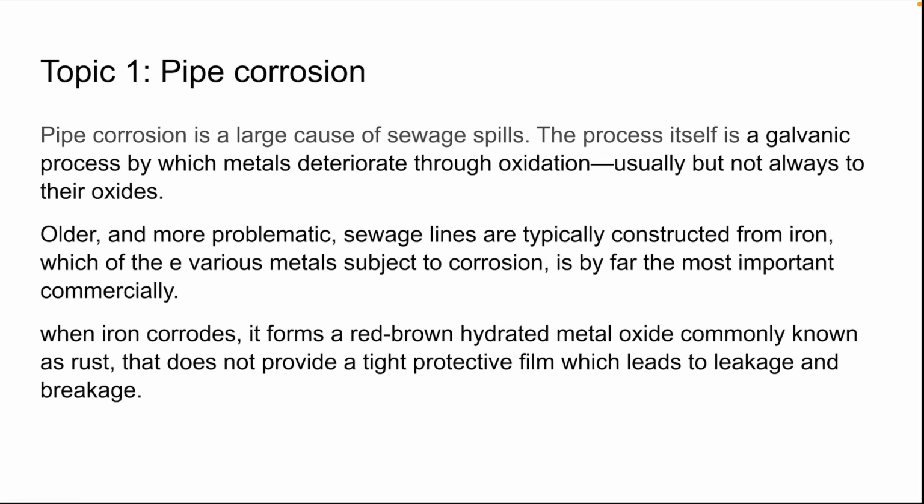Older and much more problematic sewage lines are typically constructed from iron, which, of all the various metals subject to corrosion, is by far the most commercially important and relevant for sewage lines. I think there's something like $100 billion in pipe corrosion damage each year in the United States. Furthermore, when iron corrodes, it forms a red-brown hydrated metal oxide commonly known as rust. Rust does not provide a tight protective film, which leads to leakage and breakage, causing sewage spills.